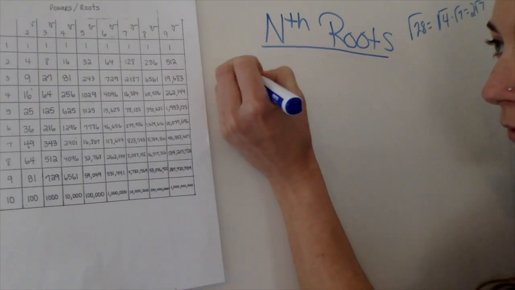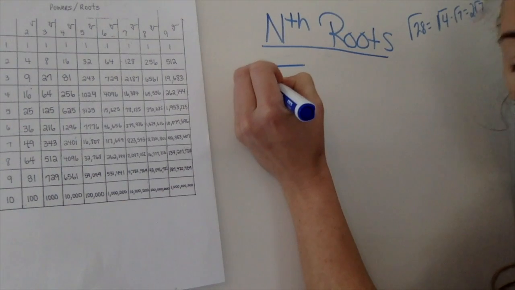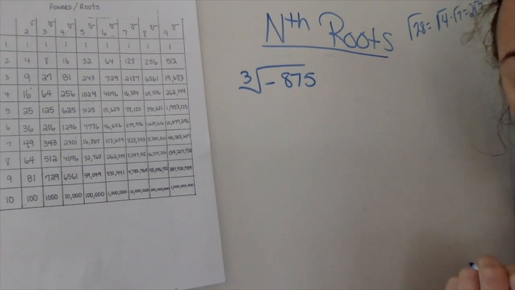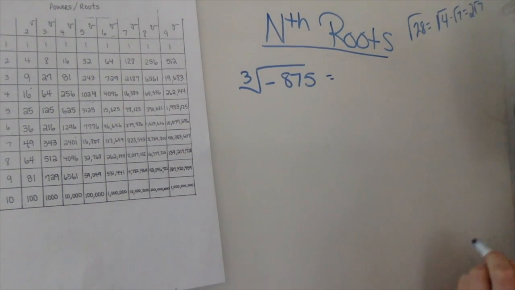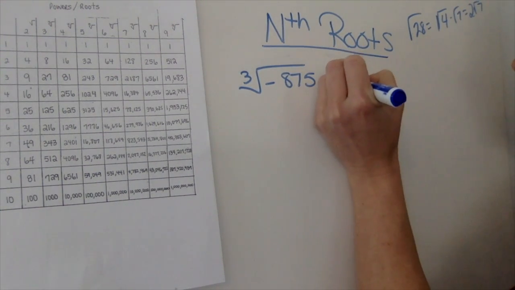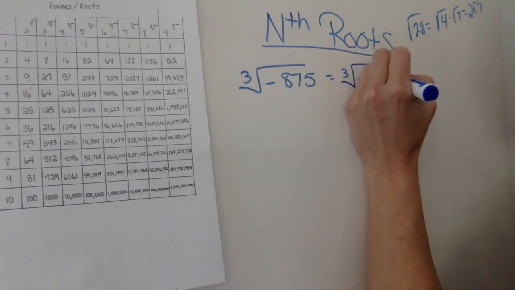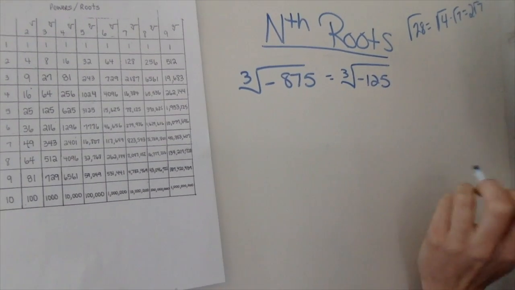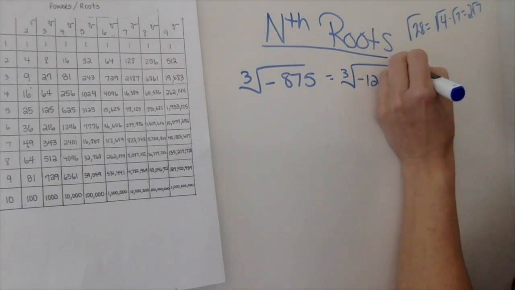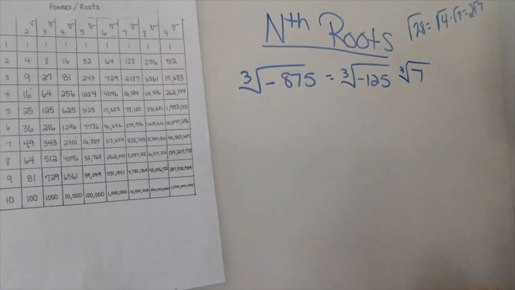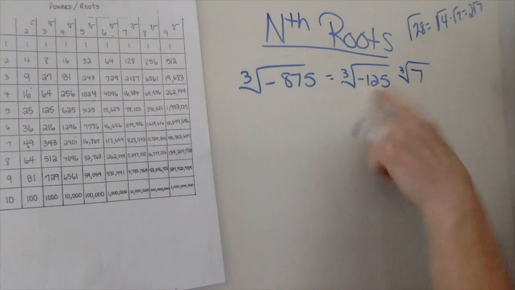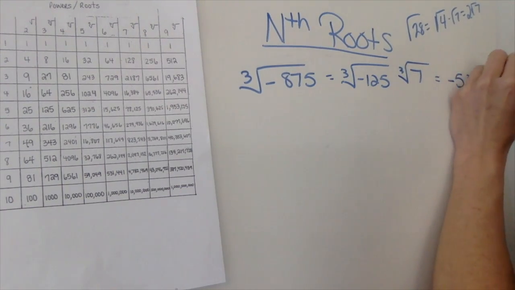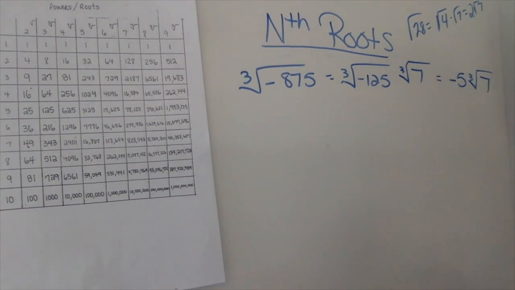All right, try this one on your own. Cube root of negative 875. It actually is 125 that goes into it again. So again, we're going to take the negative out first. So negative 125, and this time it's going to be times 7. So the cube root of negative 125, just like before, is negative 5 cube root of 7. Final answer.